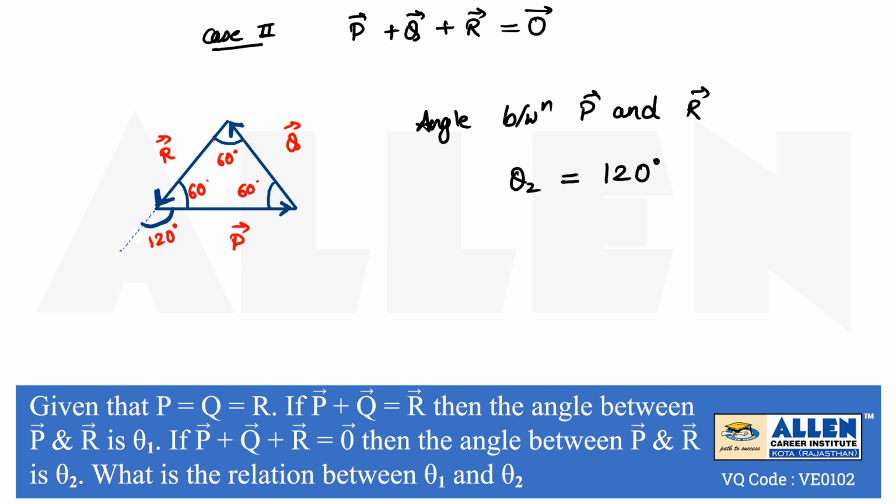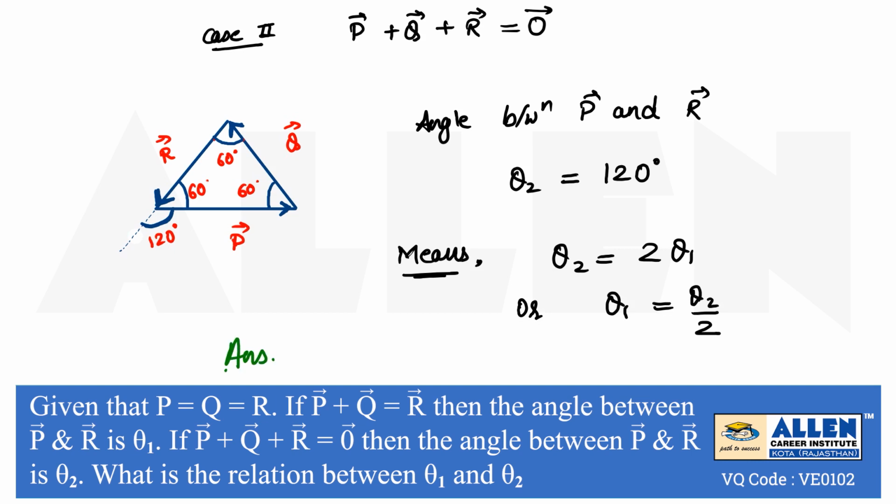So according to the first case and second case, theta 1 is 60 degree and theta 2 is 120 degree, which means theta 2 is twice theta 1, or it can be written as theta 1 is equal to theta 2 by 2. So the answer to this question is theta 1 is equal to theta 2 by 2. Thank you.